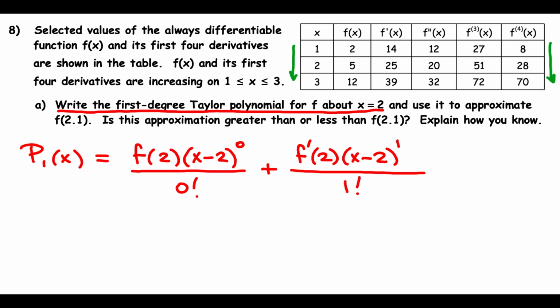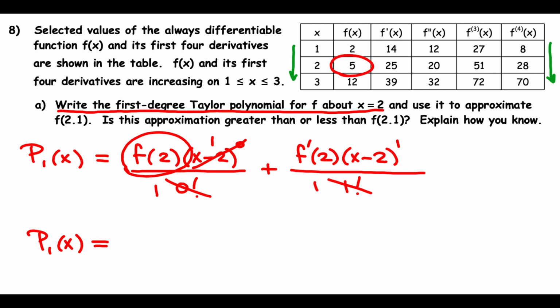All right, we will clean this up. Let's see what we have. First degree Taylor polynomial. Of course, we know that 0 factorial and 1 factorial are both just 1, so we don't need any fractions anymore. Speaking of 1, x minus 2 to the 0 power is also 1, so that's out. What's f of 2? If you look at the table, you can see that f of 2 is 5 right here. So that's going to come down.